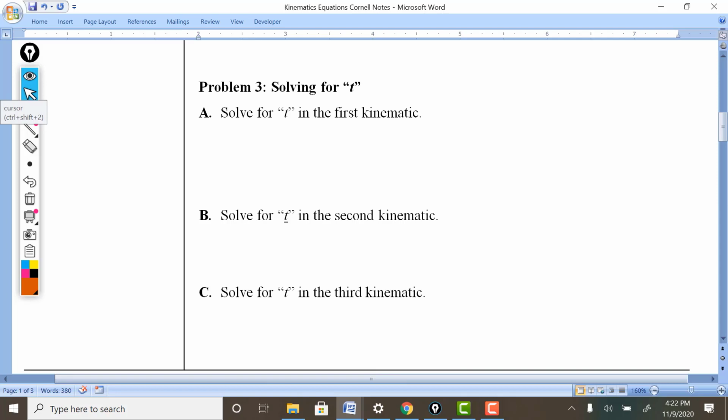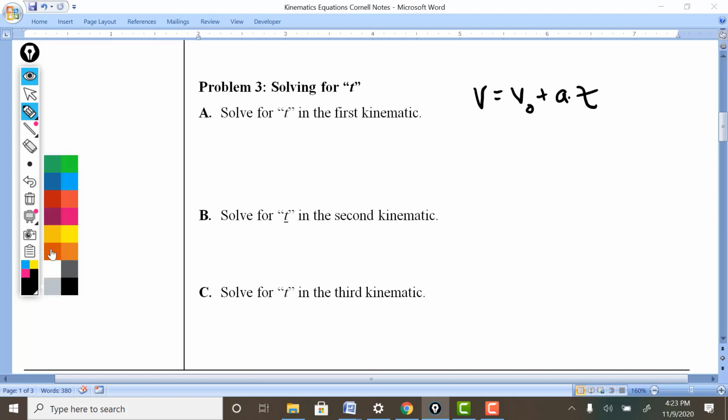All right, solving for t. So we're going to solve the first kinematic for t. Recall that the first kinematic is v equals v naught plus a times t. We're going to get this t by itself. You'll notice that there is a plus separating these two terms. When you have equations that are separated by pluses or minuses, you take care of those first. You move things with a positive or negative the opposite way. In this case, I have a positive v naught and subtract it from both sides.